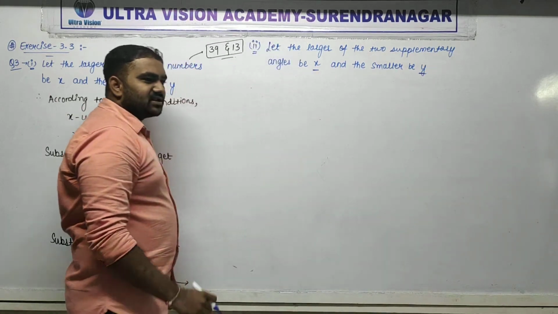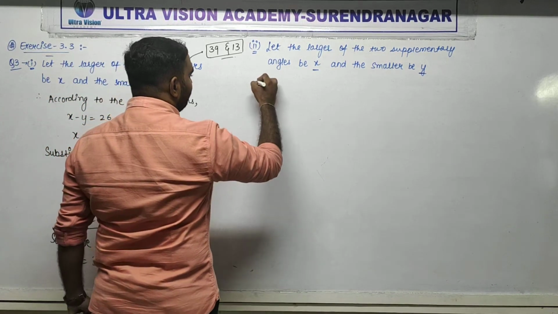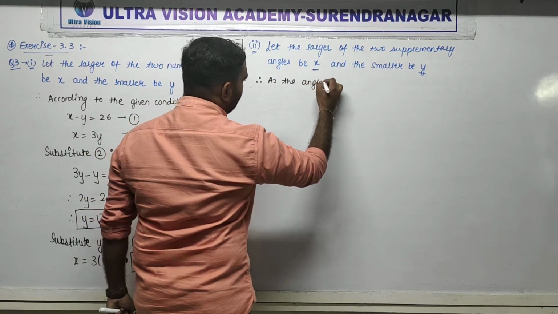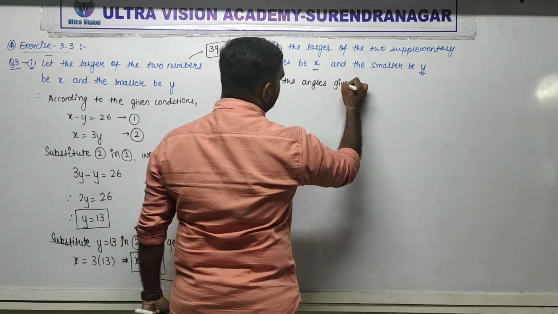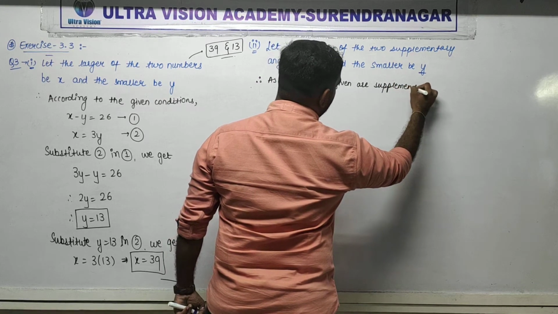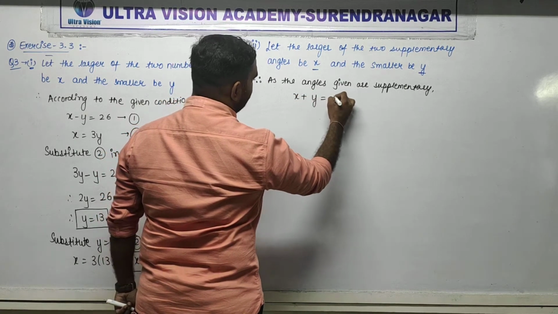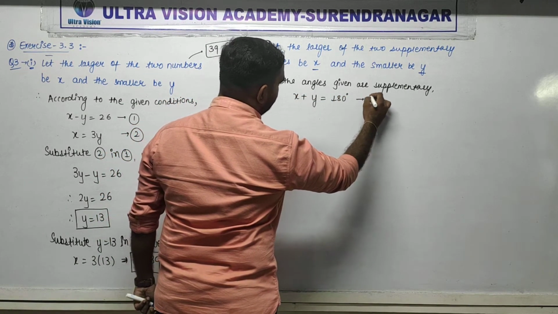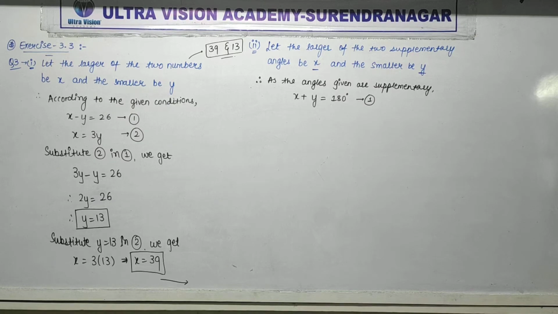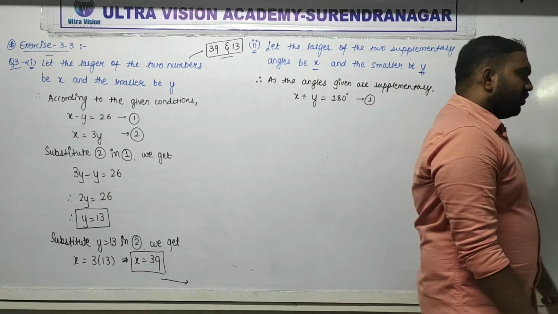Now we know as they are supplementary, their sum would be 180. Therefore, as the angles given are supplementary, x plus y makes a total of 180. That is the first equation. Ready? Now, the second equation will be formed on the given condition.